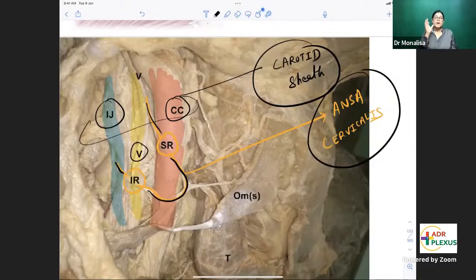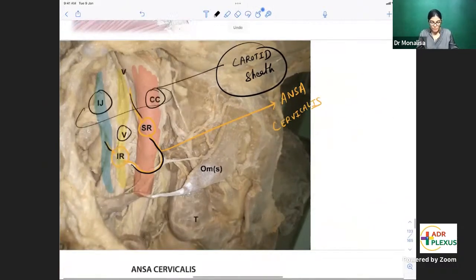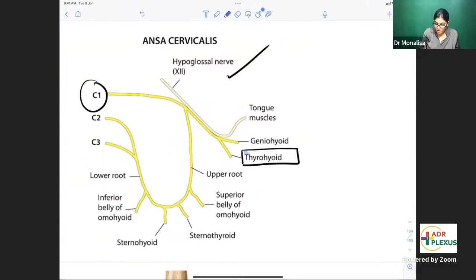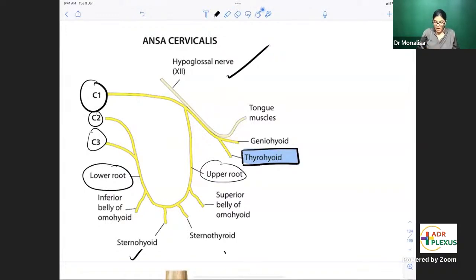But one of the muscles which is not getting innervation from this loop is the thyrohyoid muscle. So please have a look at the schematic diagram where you can see the ansa cervicalis loop. You can see C1 fibers running along with the hypoglossal nerve giving innervation to the thyrohyoid muscle. So this is the odd man out. Other than that, through the lower root and the upper root of the ansa cervicalis loop, which is formed by C1, C2, and C3, the sternohyoid, sternothyroid, and omohyoid muscles are getting innervation, except the thyrohyoid.